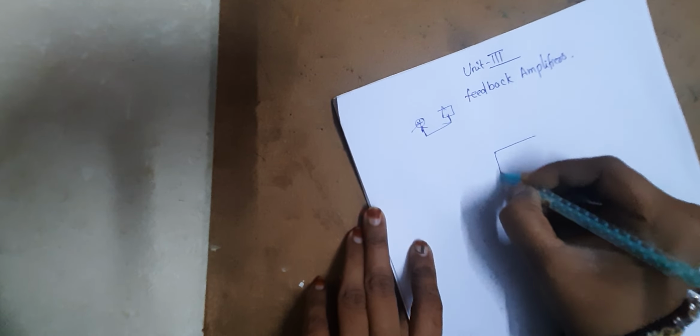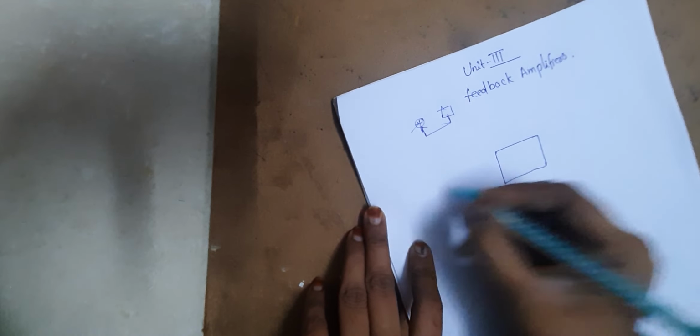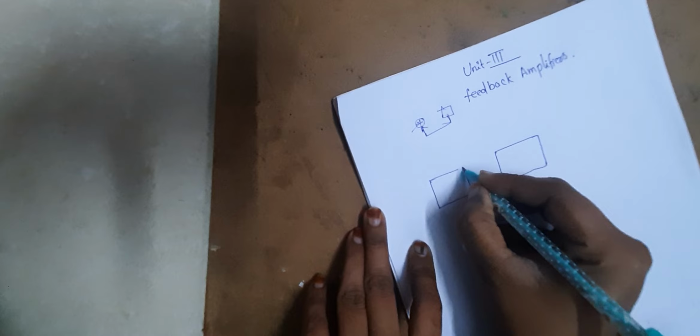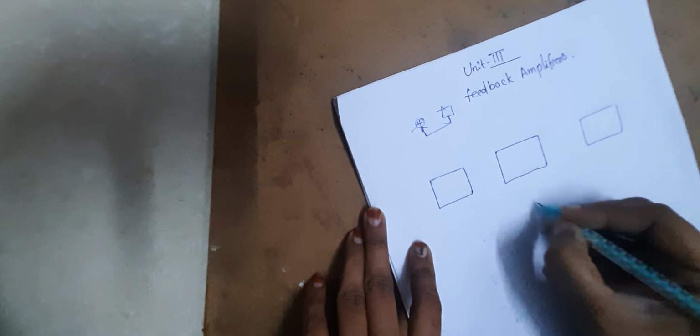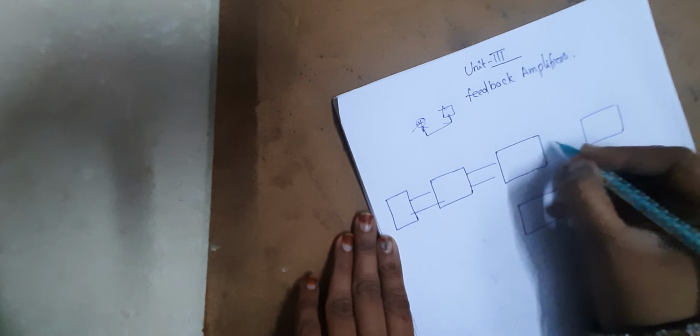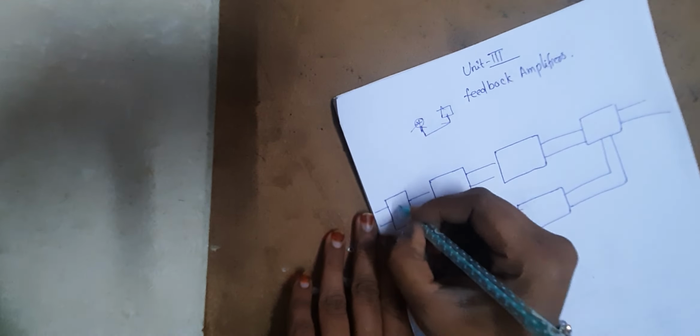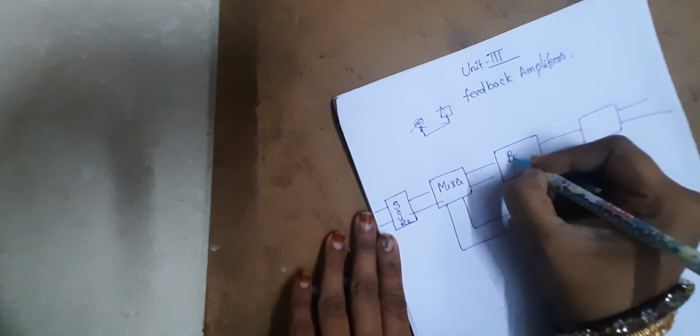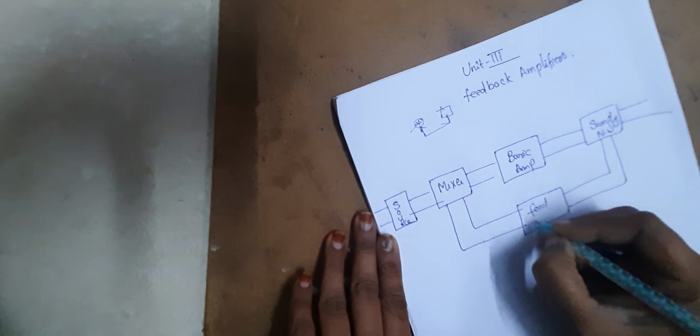It consists of the source, mixer, basic amplifier section, sampling network, and finally the feedback network.